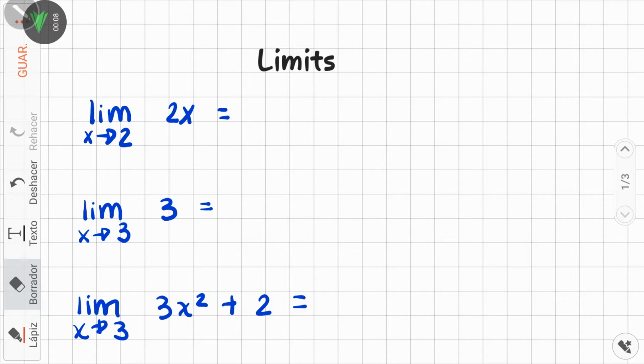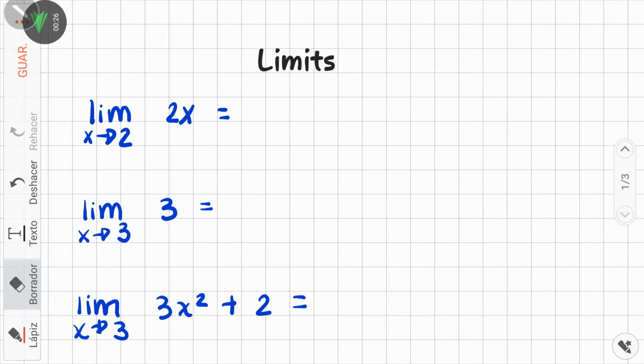Today, we will discuss a new topic that's called limits. But first of all, what is a limit? A limit is a value that a function approaches as the input gets near some value. I know it sounds a little bit confusing, but let me show it to you with an example.